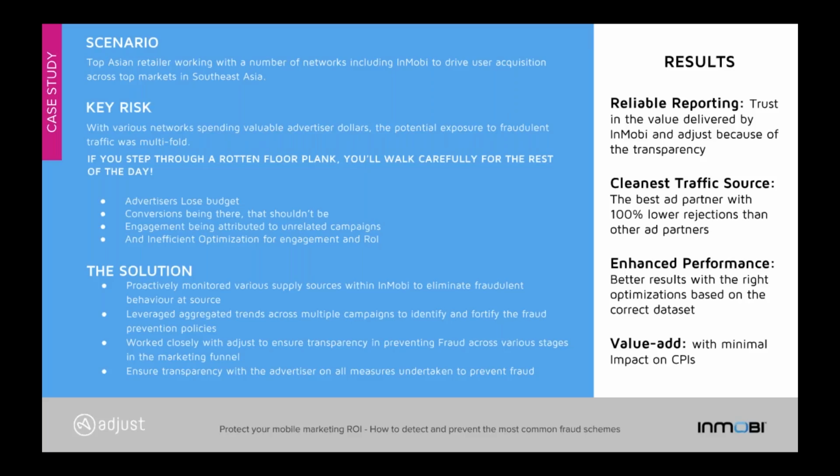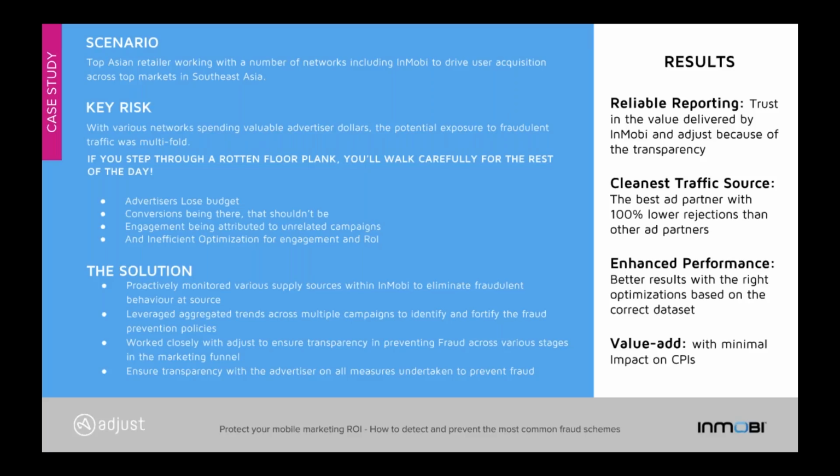If advertisers start losing budget because of conversions which were present but shouldn't have been there, and also because engagement could be attributed to unrelated campaigns, that would result in money being diverted to campaigns which were posing as high-performing campaigns but weren't, and due to which there would be an inefficient optimization and inefficient routing of money, and the ROI would not be the most optimal.